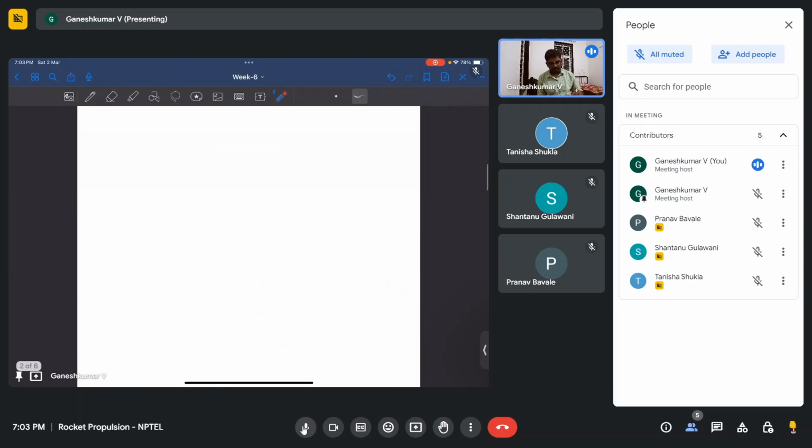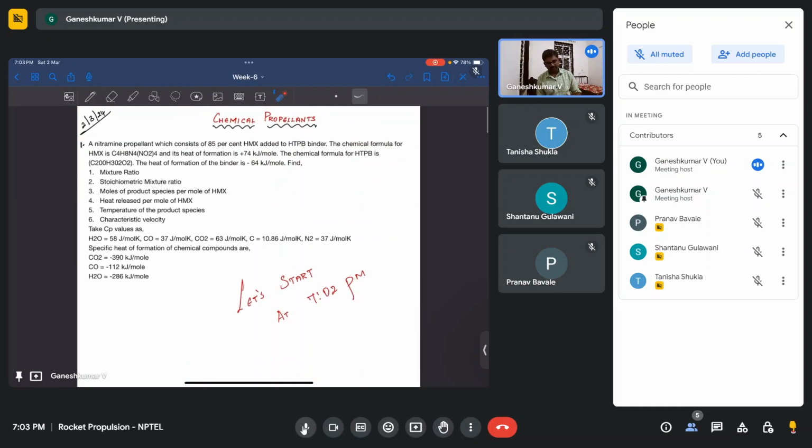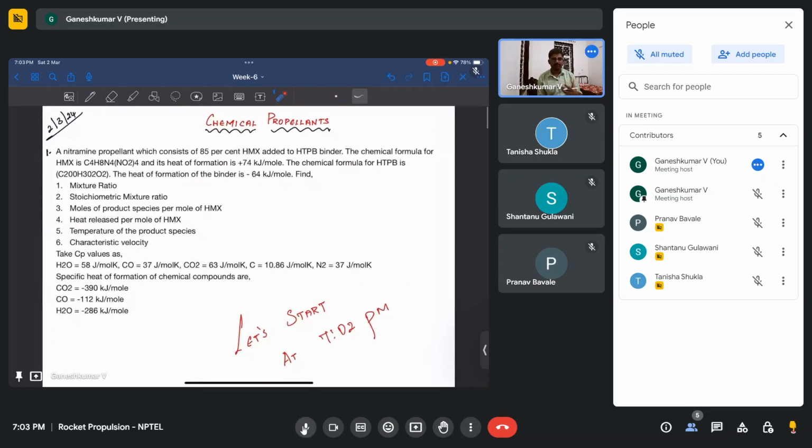So I took a new question so that we can start from first and then get an idea of how to calculate these things and how these quantities are important. So these things we can discuss today.